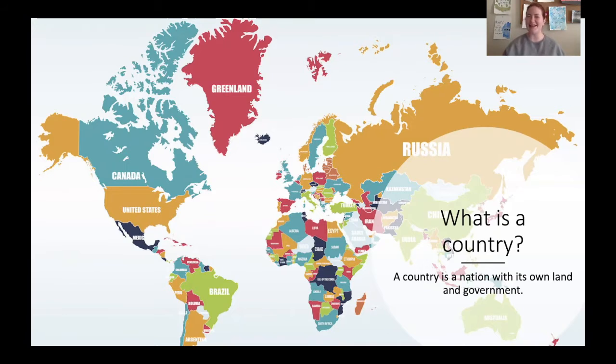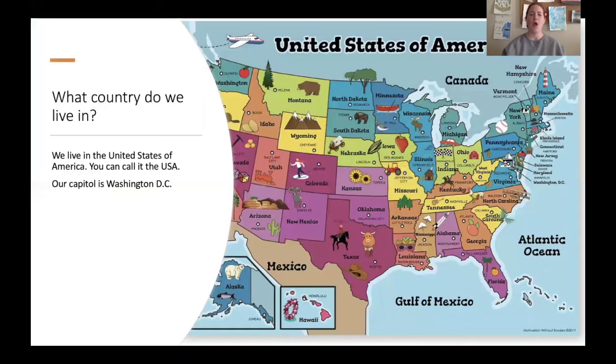A citizen, as we know, is a person who lives there. So we have citizens of a city, of a state, and now we're learning, oh, we all are in the same country. Well, what country do we live in? We live in the United States of America. That's kind of a mouthful to say, isn't it? You can shorten it or abbreviate it by calling it the USA. That's a little easier to remember. We live in the USA.